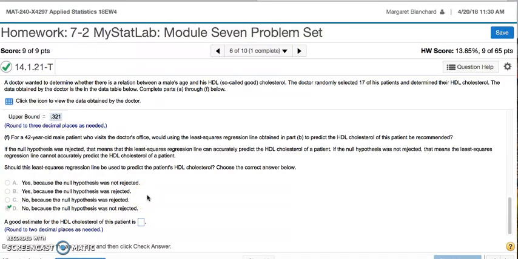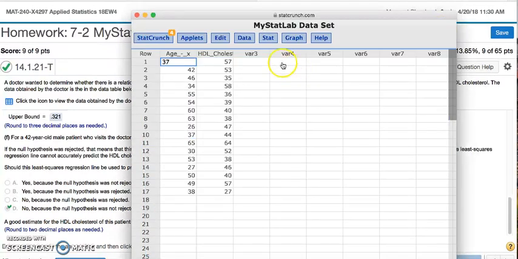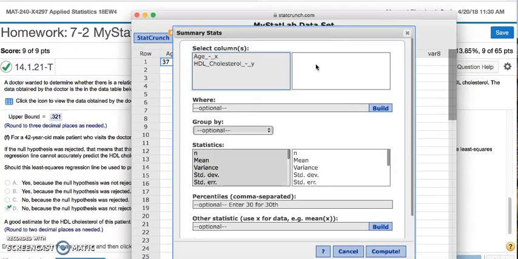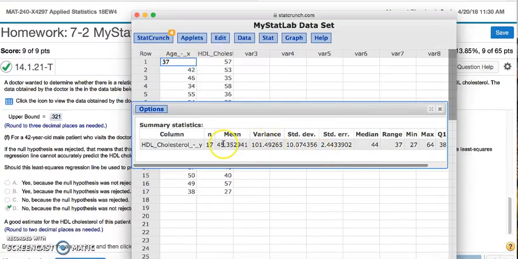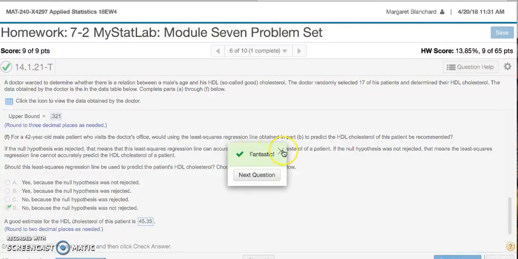All right, the last part of this is a good estimate for the HDL cholesterol of this patient is the mean of the data set. Since we can't rely on that linear model, the best thing that we can do to estimate would just be to look at the mean. So let's go to Stat, Summary Stats, Columns. Select our Y variable because we're looking at the mean of the cholesterol as our best prediction. And in this case, it says 2 decimal places, so 45.35. Let's check our answer. Fantastic. So that's how you do number 6.